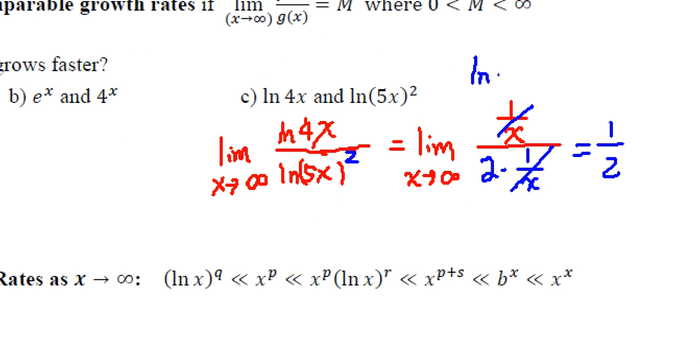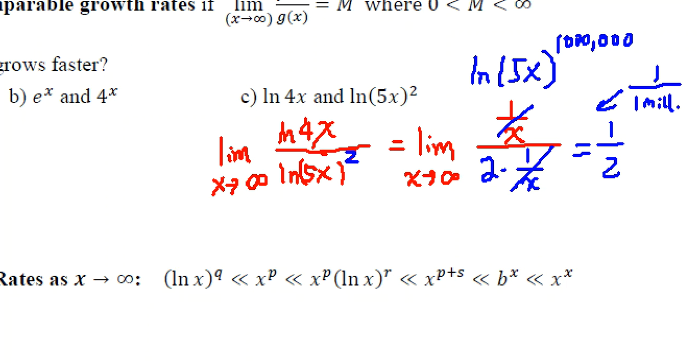You can imagine natural log of 5x raised to, say, 1 million. If you redo the whole problem, the ratio will be 1 over 1 million, and it is still a constant, so we will still call these two comparable. The growth rates are comparable.